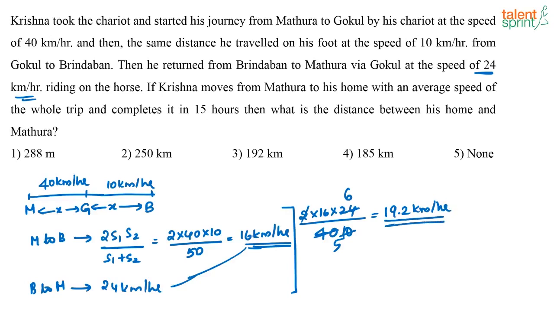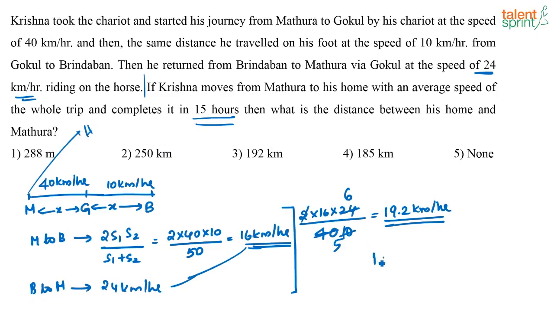Now what is the question? See, this is done here. Now they are saying that Krishna is going from Mathura to his home. We don't know where his home is, wherever, let this be Krishna's home. So he is travelling to his home with the average speed of the whole trip, and he is completing the trip in 15 hours. So what is the distance between his home and Mathura?